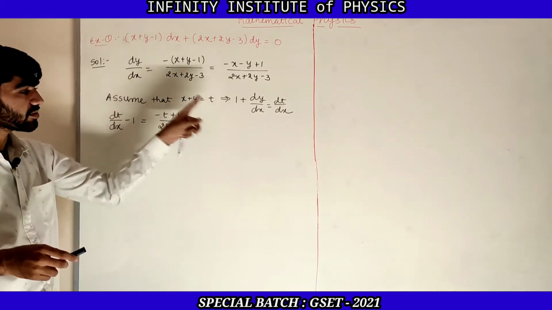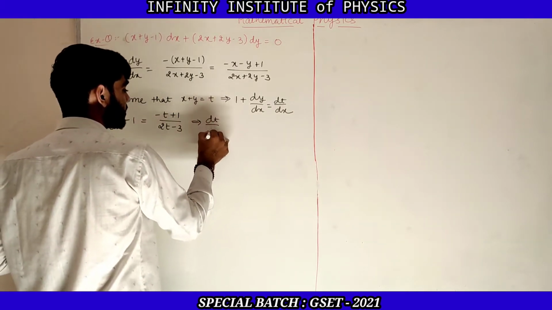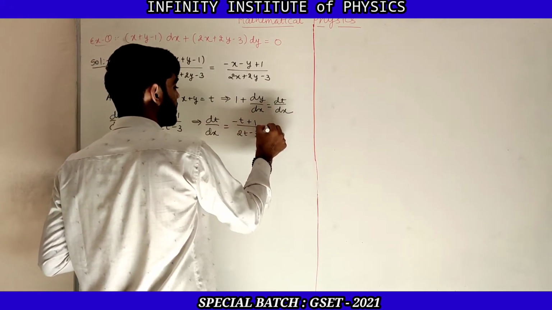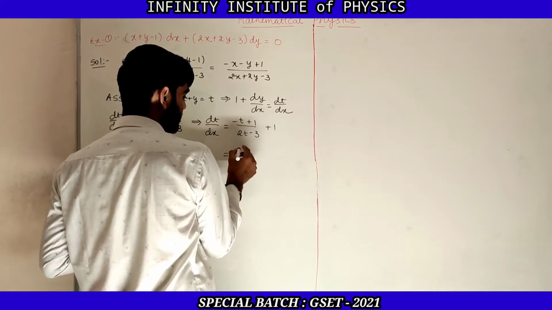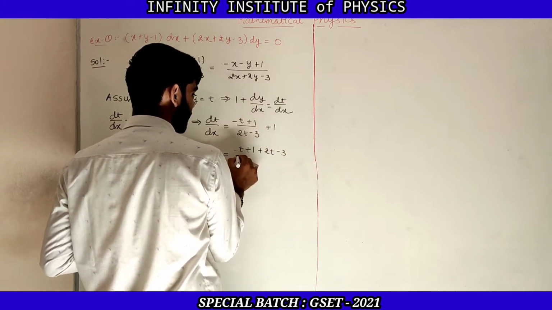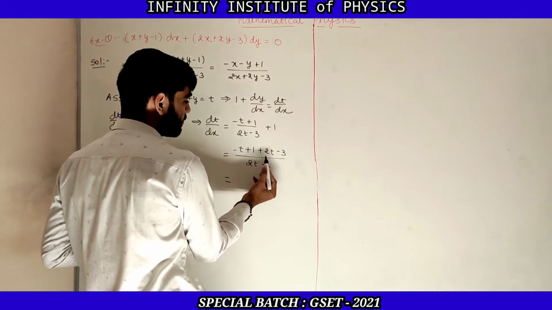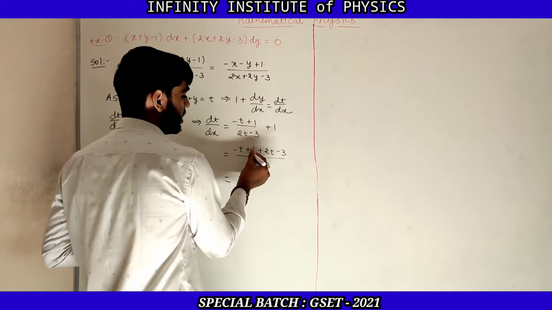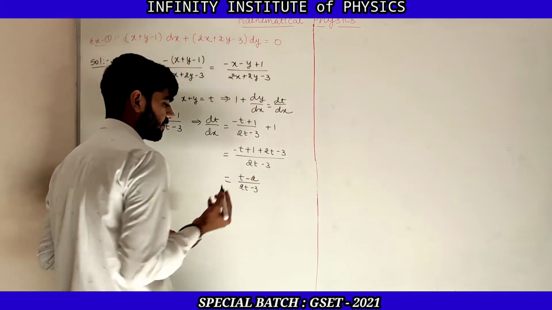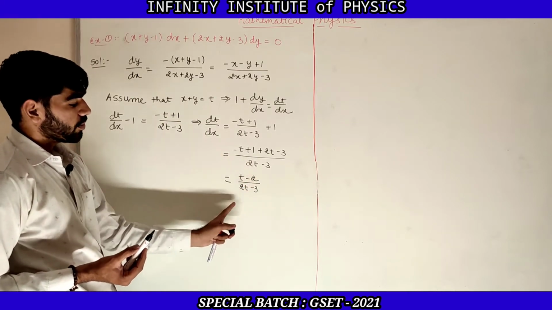Now let us take this minus 1 on the right hand side, then dt by dx is equal to minus t plus 1 upon 2t minus 3, plus 1. Now let us take 2t minus 3 as the LCM, then it is minus t plus 1 plus 2t minus 3 upon 2t minus 3. Now minus t plus 2t is only t, and 1 minus 3 is minus 2, upon 2t minus 3. So dt by dx is equal to t minus 2 upon 2t minus 3.